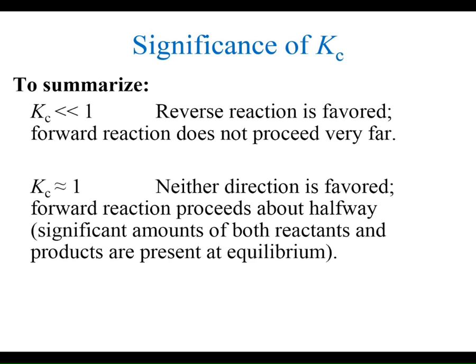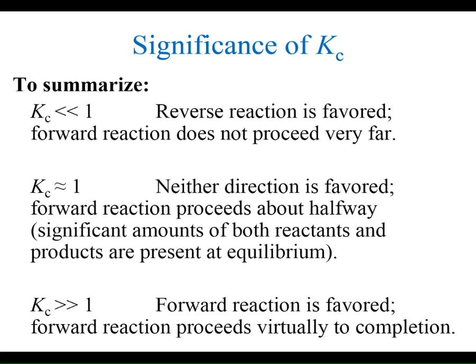What if it's about 1? That means the products and the reactants are about the same, and they're canceling, giving you 1. So it's not really favoring either direction, right? And if it's really big, then it's the forward reaction favoring products. Okay, that's kind of the 3 possible cases.